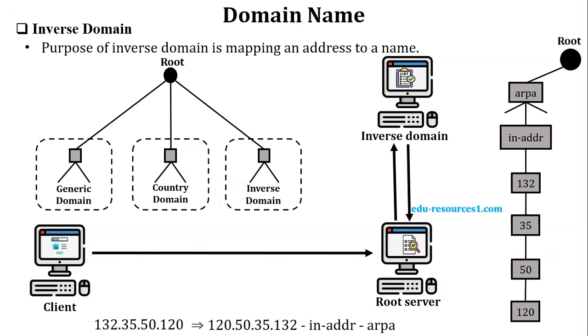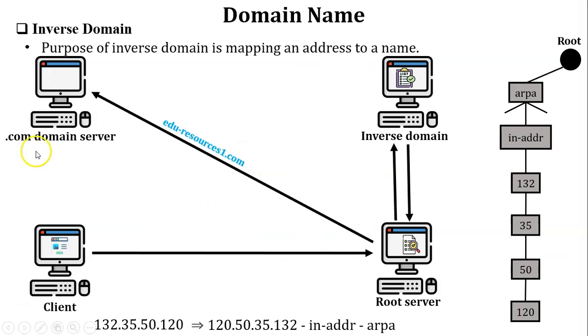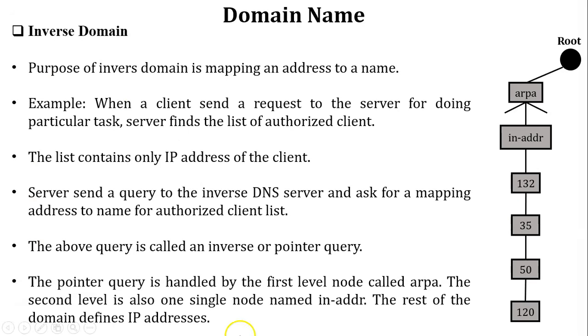Now the root server passes this URL to the .com top level domain. The top level domain checks the second level domain eduresources1. It means the web server of that website. So after that, the web server sends the requested page to the user and the website will display on the user's web browser. So this is the actual working of the inverse domain. What I have explained here about the inverse domain is written over here. You can read from this slide also.